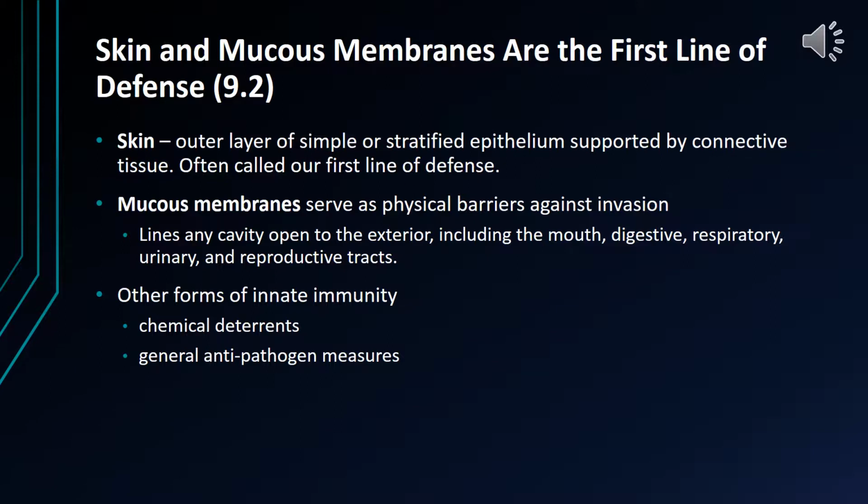Mucous membranes also serve as physical barriers against invasion, and these are found lining any cavity open to the exterior, including the mouth, digestive system, respiratory, urinary, and reproductive tracts. There are also other forms of innate immunity covered in the next section, and these include chemical deterrence and general anti-pathogen measures.